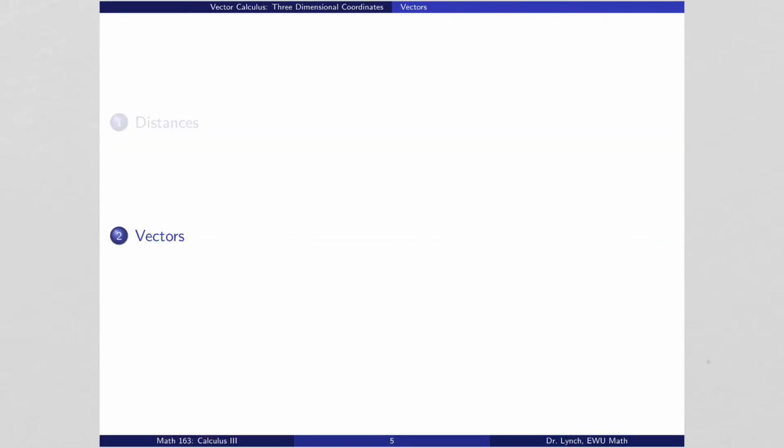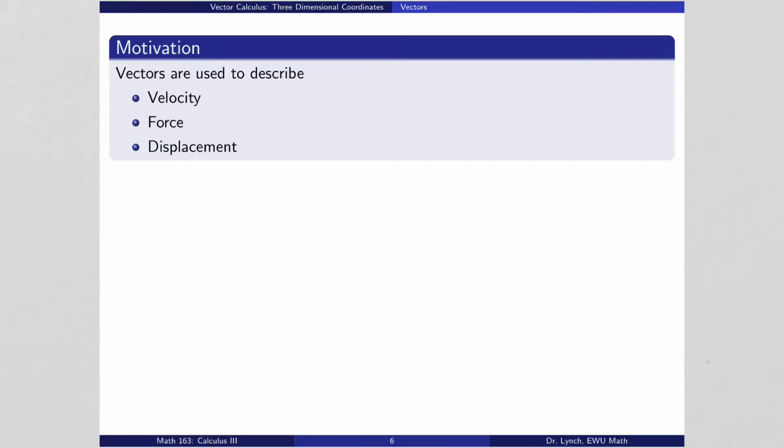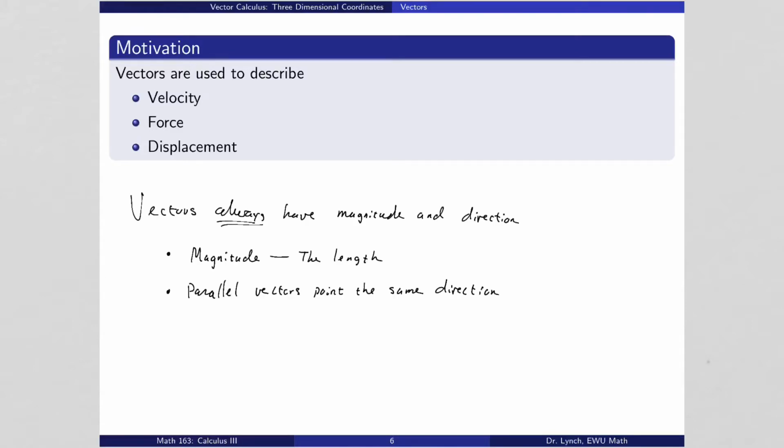Okay, second part of this video, we're going to talk about vectors. Some of you with a little bit of background in physics are familiar with what we mean by a vector. Vectors are used to describe velocity, force, displacement, etc. Vector valued quantities always have a magnitude and a direction. Of course, the magnitude is also known as the length of a vector, and parallel vectors are said to point in the same direction. So that's what we mean when we say parallel.